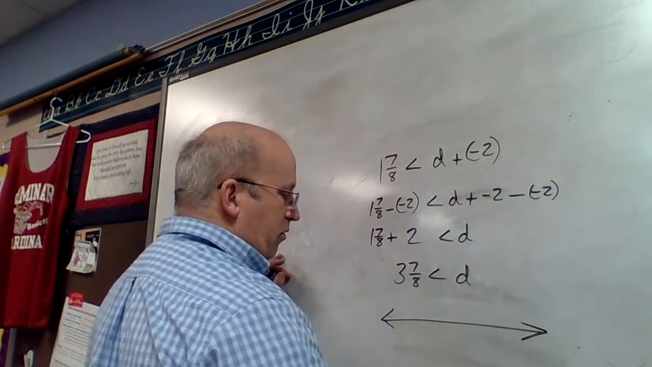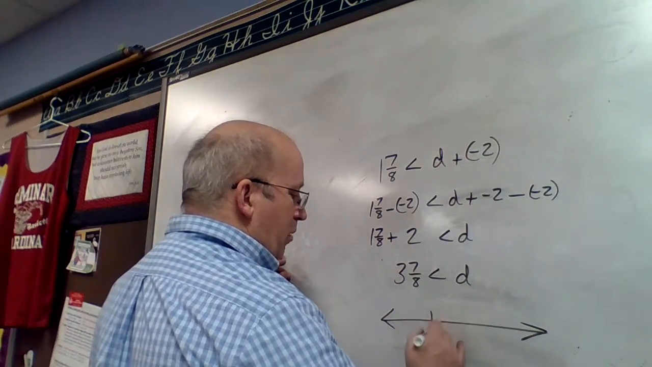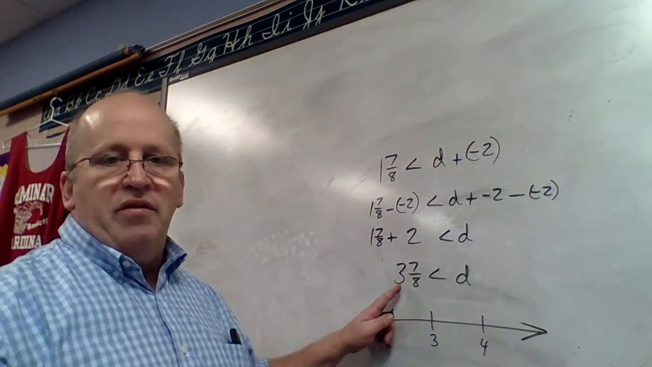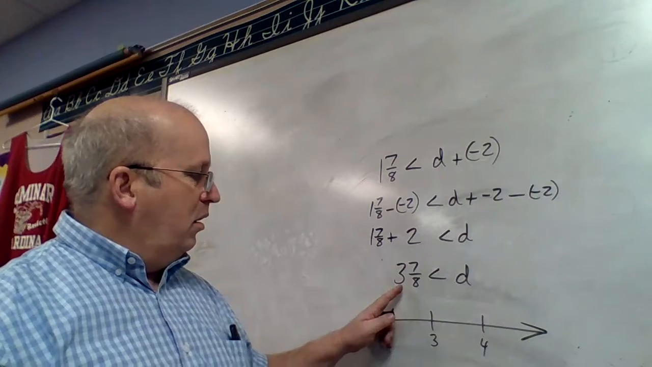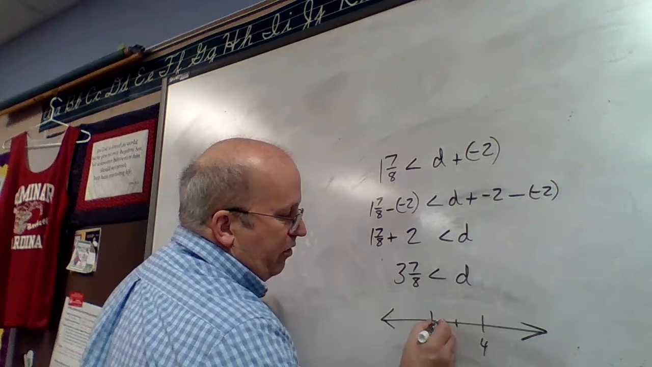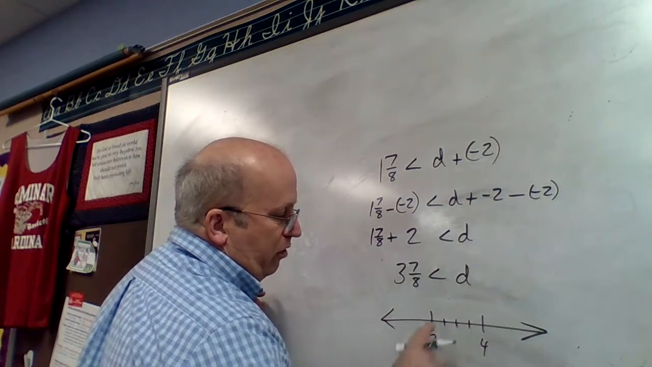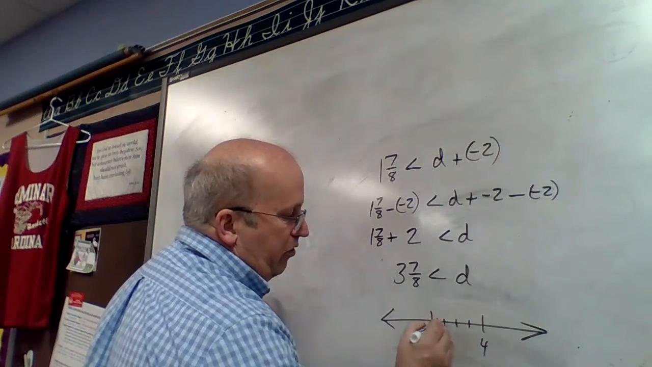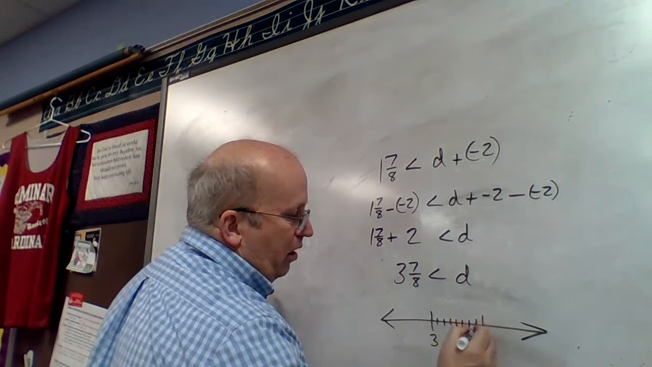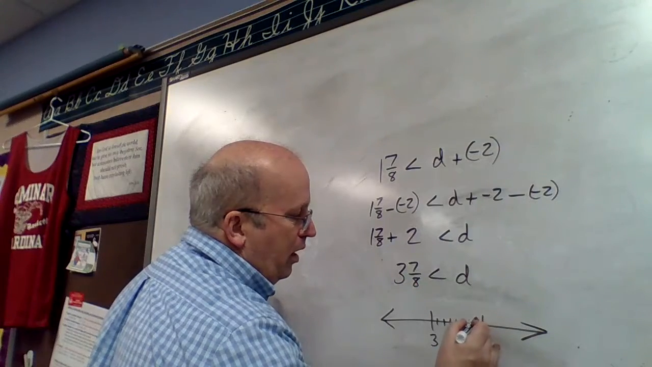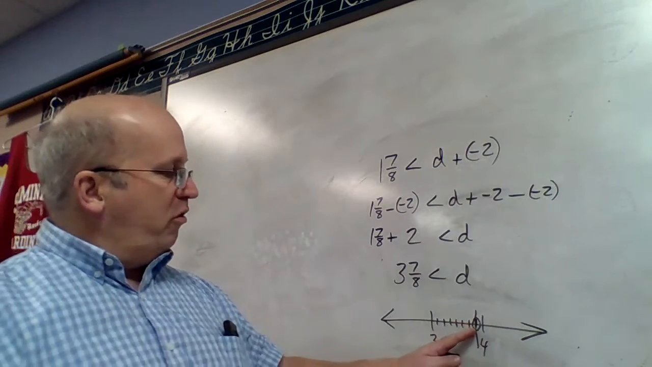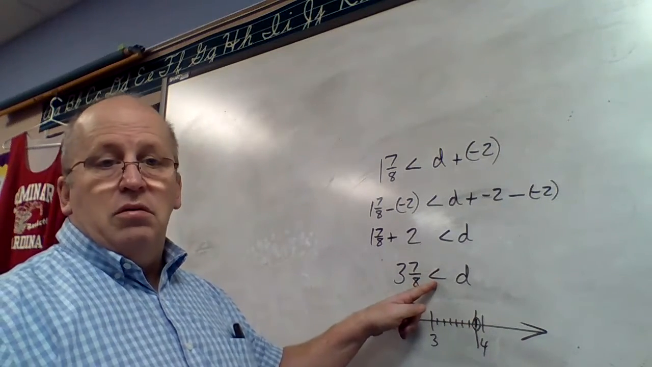Oh boy, how do I do this one? Well, I'm going to write a 3 here, and I'm going to write a 4 here. And where in the world would 3 7/8 be on this number line? Wouldn't 3 7/8 be really close to 4? Because I'd have to divide this into 8 sections. So there's 4 sections, 1, 2, 3, 4. Now I'm going to divide each section in two, right? So now I've got 8 sections, and 3 7/8 would be right here. And that right here should be an open circle because it's a less than symbol, right?